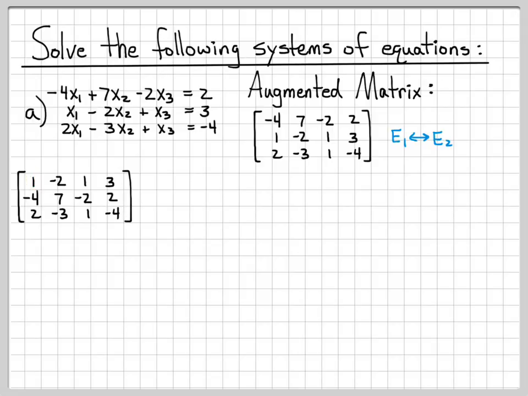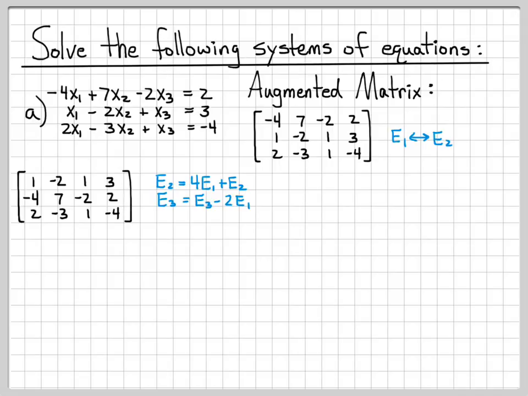The next thing I would like to do is get some zeros right here. I can get a 0 in those entries if I add the second row to a multiple of the first row, and if I add the third equation to a multiple of the first equation. For instance, if I let the second equation equal 4 times the first equation plus the second equation, you can see what happens. 4 times 1 is 4, and if I add that to a negative 4, I get 0. So I'm going to replace equation 2 with 4 times equation 1 plus equation 2. And if I do that, I'll get a nice simplification of the augmented matrix.